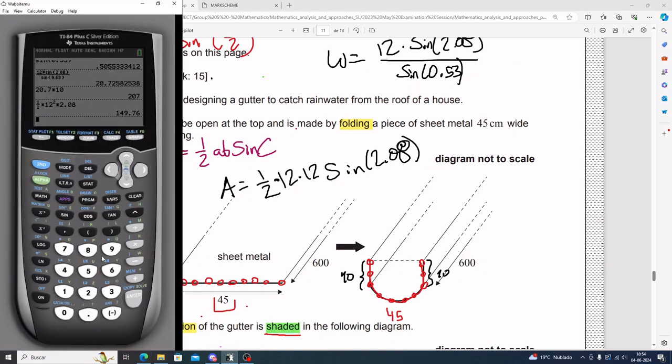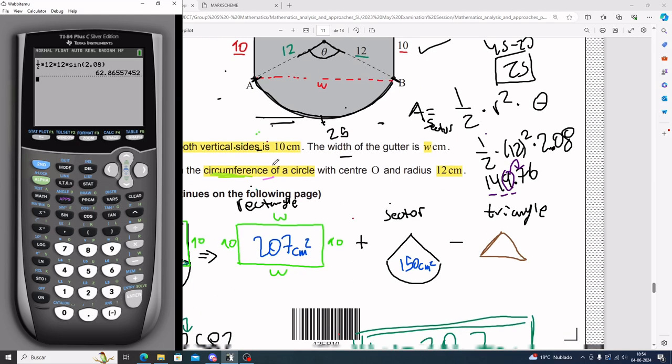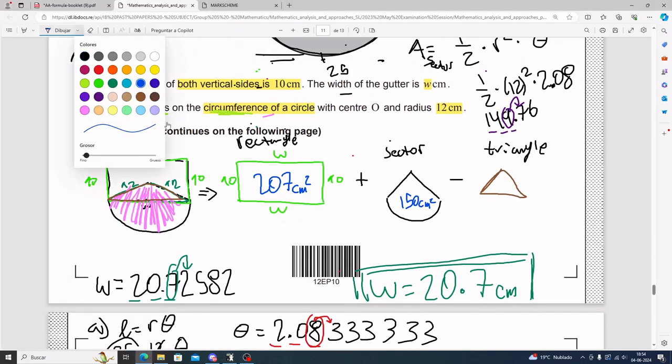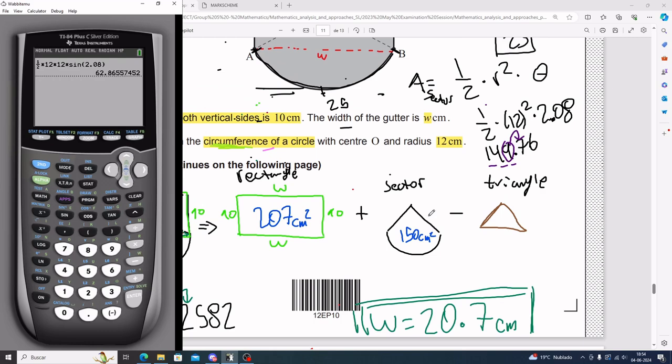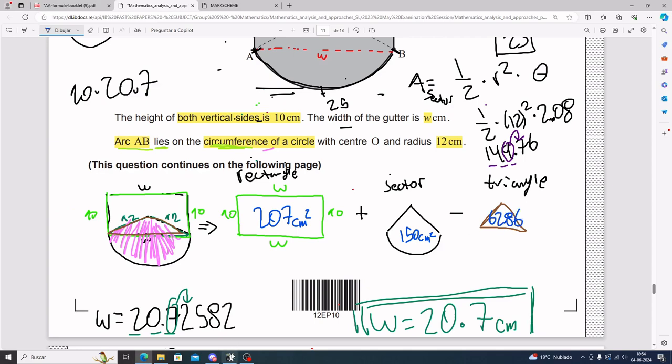So bada bing, bada boom, put all of that into your calculator, and you will find the area of the triangle. So 1/2 times 12 times 12 times sine of 2.08. So when you look at that, that is the angle of our triangle. Let me just put it in blue over here. 62.86. Actually, let me redraw that for a second. So the area of the triangle that we just found was 62.8655, right? And to three significant figures, you count 1, 2, 3, round it up or keep it the same. You round it up. And so the area of the triangle here is 62.9, technically. See?